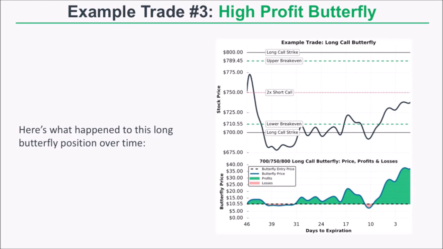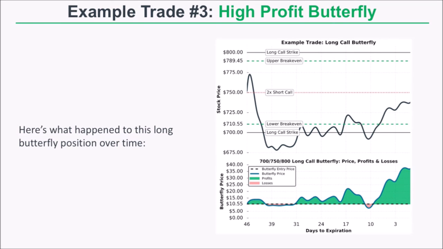So since we bought the butterfly for around $10 and it expired to a value around $35, that represents a profit per butterfly of $25, and in dollar terms, that equates to around $2,500 per butterfly spread. So this trade was actually a big win and is an example of how when you purchase a butterfly spread, you want the stock price to be very close to your short strike at expiration.